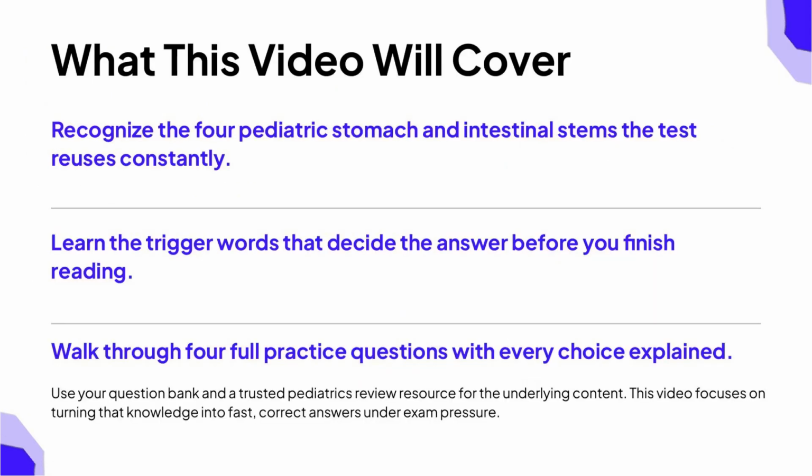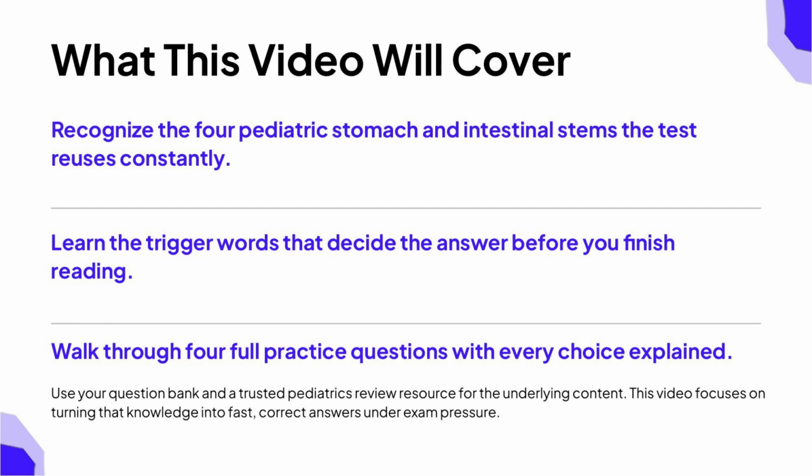First, we will break down the 4 pediatric stems that Step 3 reuses over and over: infectious diarrhea with dehydration, constipation with stool soiling, belly pain that could be appendicitis or telescoping bowel, and vomiting and reflux. Second, for each one, we will pull out the trigger words that let you commit to an answer before you finish reading the stem. Third, we will work through 4 practice questions together, and I will explain why every choice is right or wrong, because the wrong choices are where the test writers teach you the most.